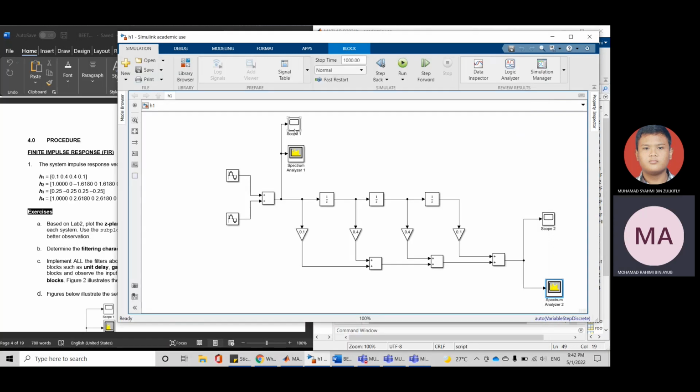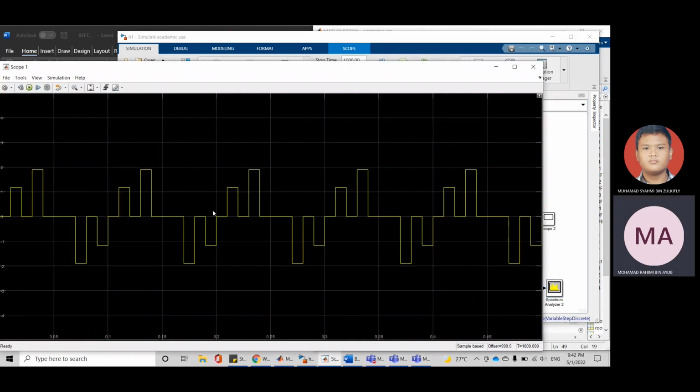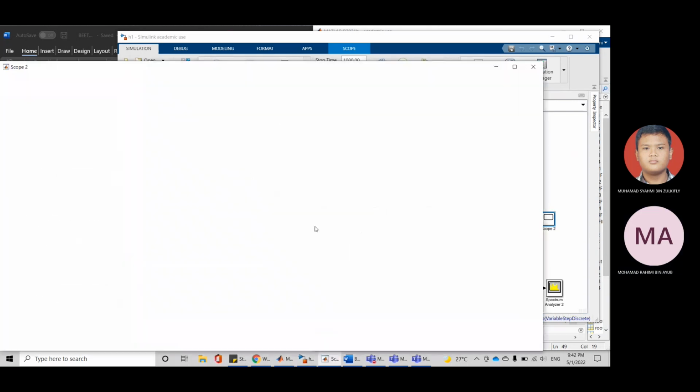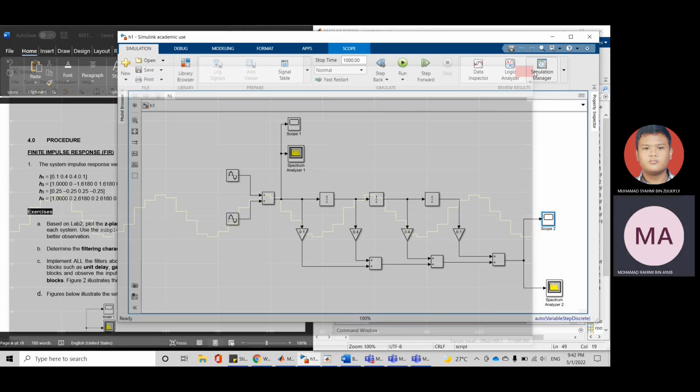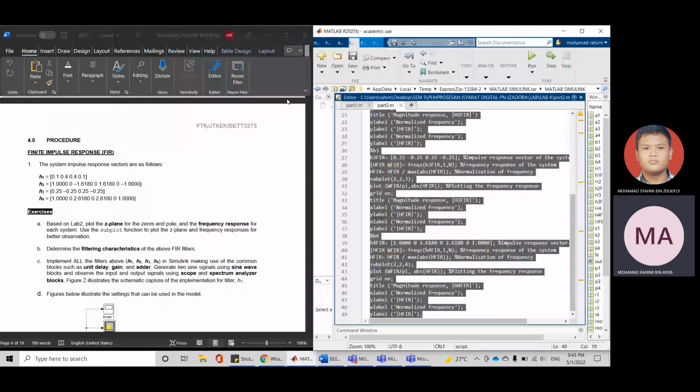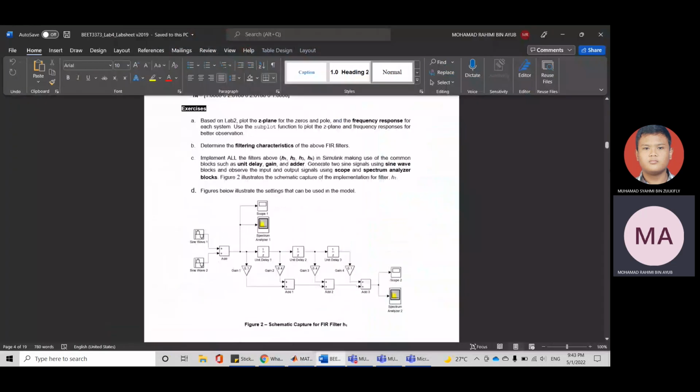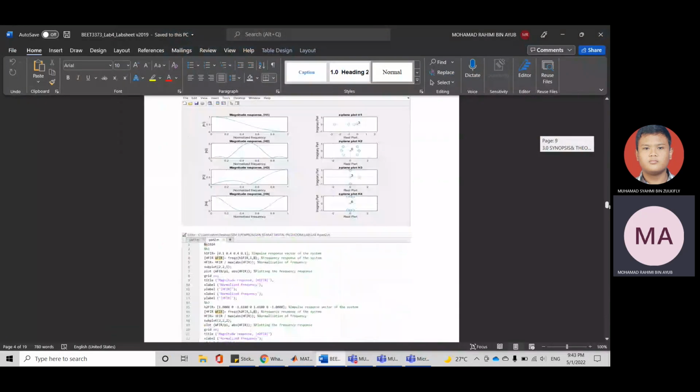Okay, for the scope one, we can see the graph will be like this. For scope number 2, the graph will be like this. Okay, this is for the H1. For the H2 until H4, I will show by using the screenshot.